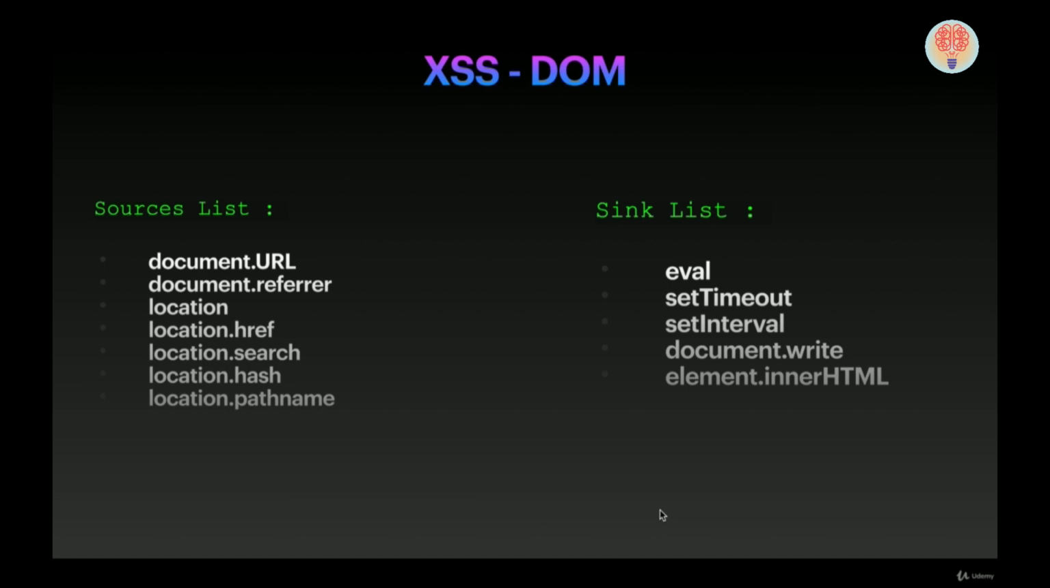If you look at some dangerous sinks, they include eval, setTimeout, setInterval, document.write, or element.innerHTML, which are dangerous types of sinks. So these are the sinks and sources which you should look for in any application's source code. If you are able to see them, then you may try to check for DOM XSS vulnerability.